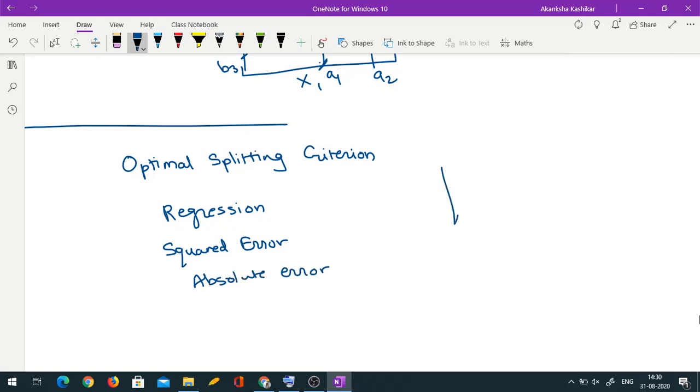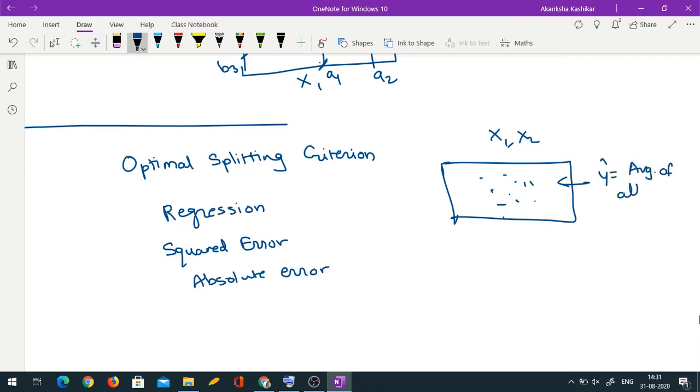So what do I mean by this? Suppose I have this node which needs to be split, and let us say I have only two variables x1, x2. Here, for every observation in this class, my prediction is the average of all the observations in that class, in the regression setup. So I can compute some sort of within-class error sum of squares, within this node.